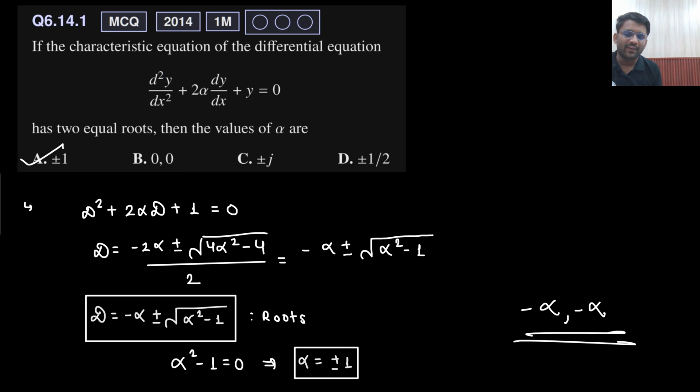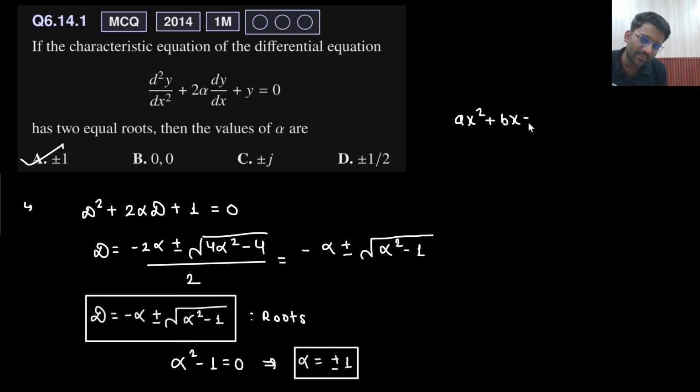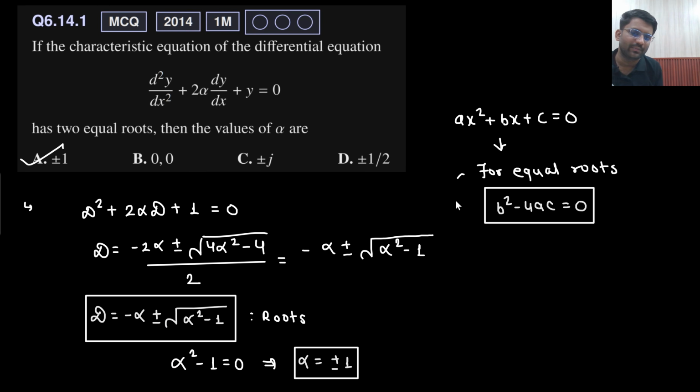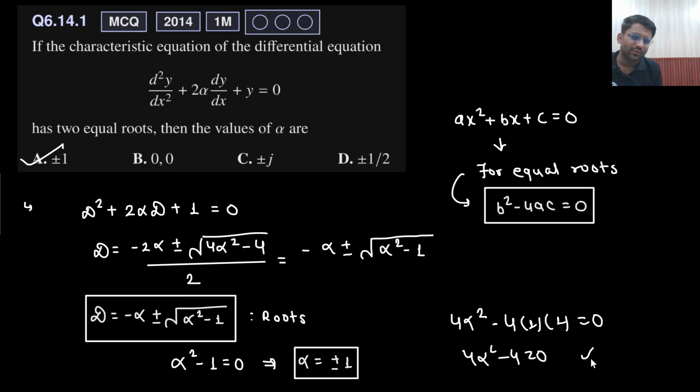So always they say that if you need equal roots, let us say my quadratic equation is ax square plus bx plus c equals to 0. For equal roots, b square minus 4ac should be equals to 0. This is the condition for equal roots. What is the value of b square here? 4 alpha square minus 4ac should be equals to 0. So 4 alpha square minus 4 should be equals to 0. So the value of alpha will be plus minus 1. That's the answer.